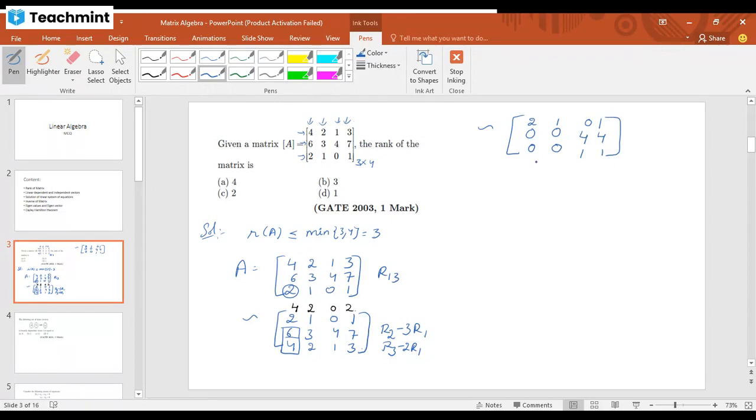Now to reduce it into row echelon form, what is the row echelon form? It states that the number of 0s preceding the first non-zero entry increases row by row till we have a 0 row.